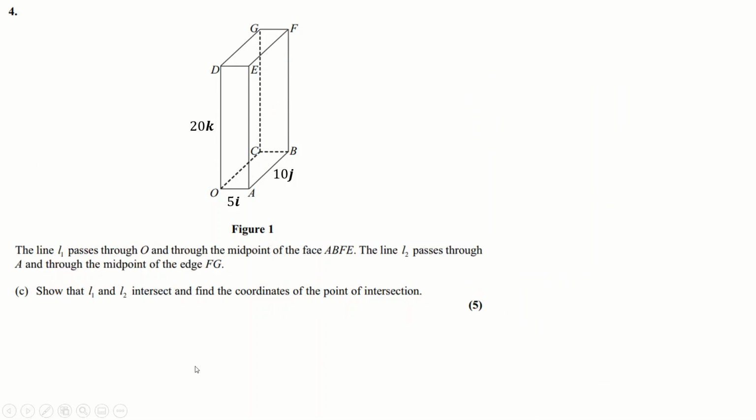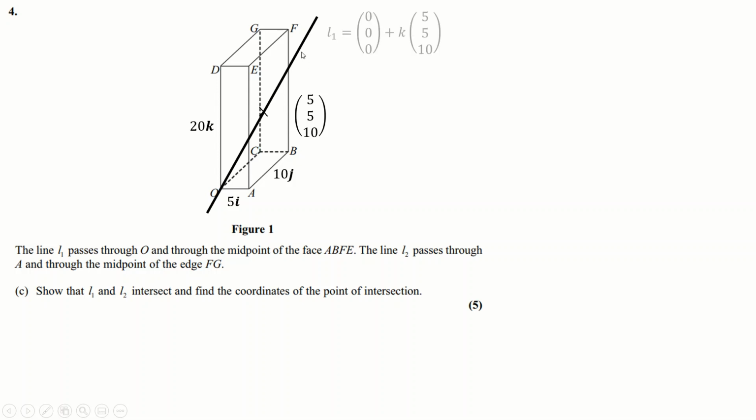Last part. This is where I finally actually did use some vectors, because I'm very comfortable finding the intersections of lines in vector form. So I've got one line which goes through the origin and the midpoint of this face here. Now, the midpoint of this face is 10 this way, 5 this way, and 10 up. Sorry, it's only 5 this way, isn't it? Because it's half of this 10j. So that's there. And the origin is obviously at 0, 0, 0.